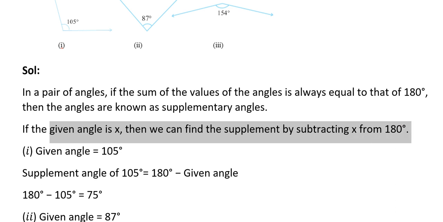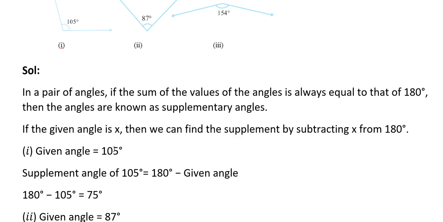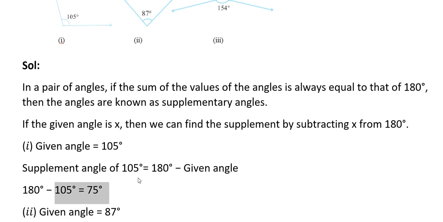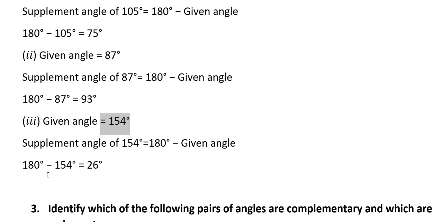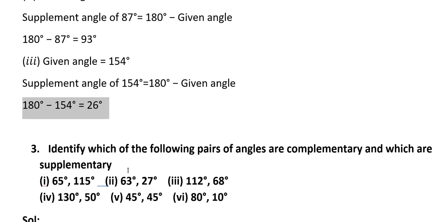The given angle is equal to 105. So the supplementary angle of 105 is equal to 180 minus 105, that is equal to 75. The given angle is equal to 87. The supplement of angle 87 is equal to 180 minus 87, which is equal to 93. The given angle is equal to 154. The supplement of angle 154 is equal to 180 minus 154, which is equal to 26.